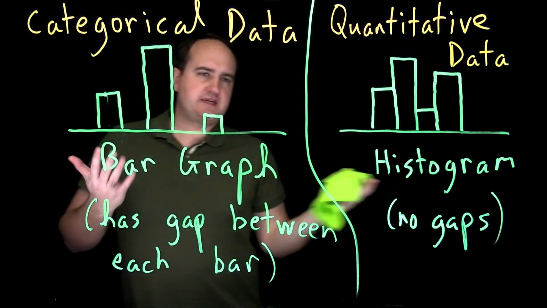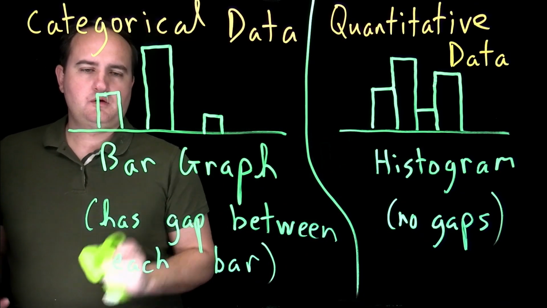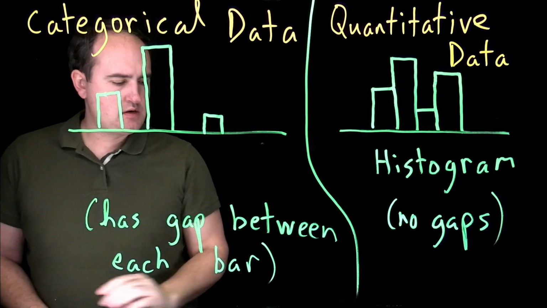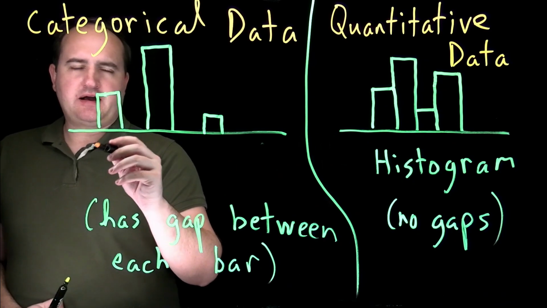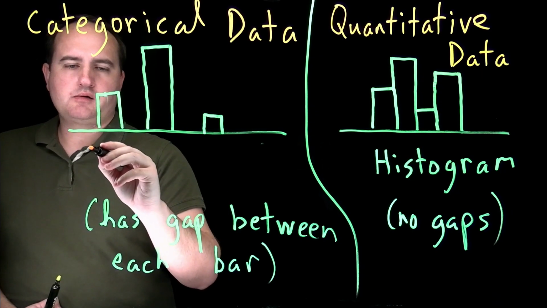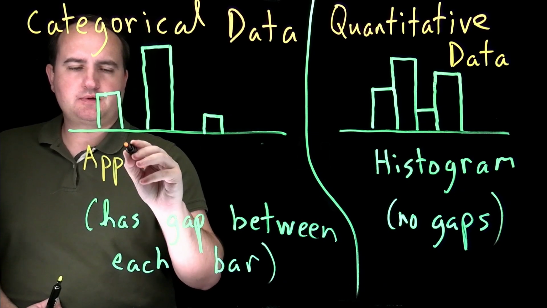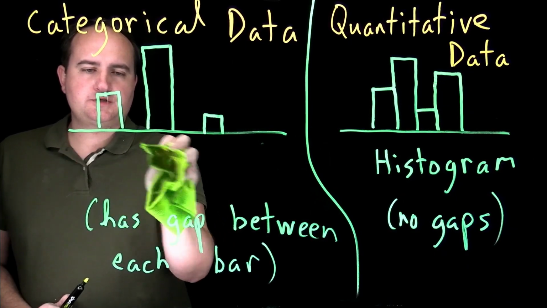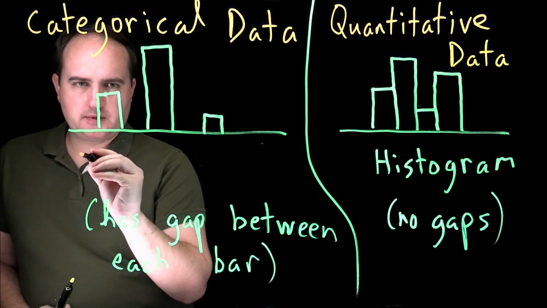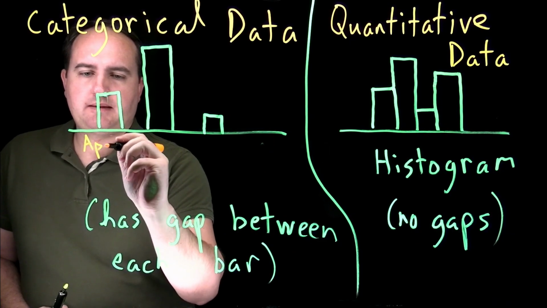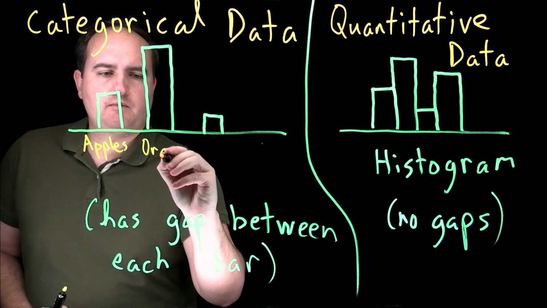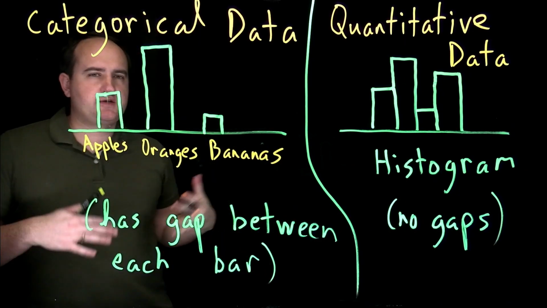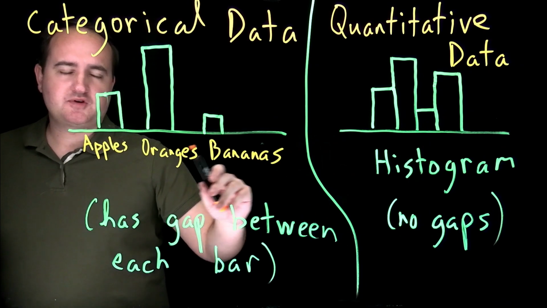All right. So for example, for our bar graph here, let me go ahead and label it. For our bar graph, this first bar might represent the number of people who like apples, and the next bar might represent the number of people who like oranges. Apples, oranges, and then the last one will be bananas. The reason those are called categorical data is because their names are categories.